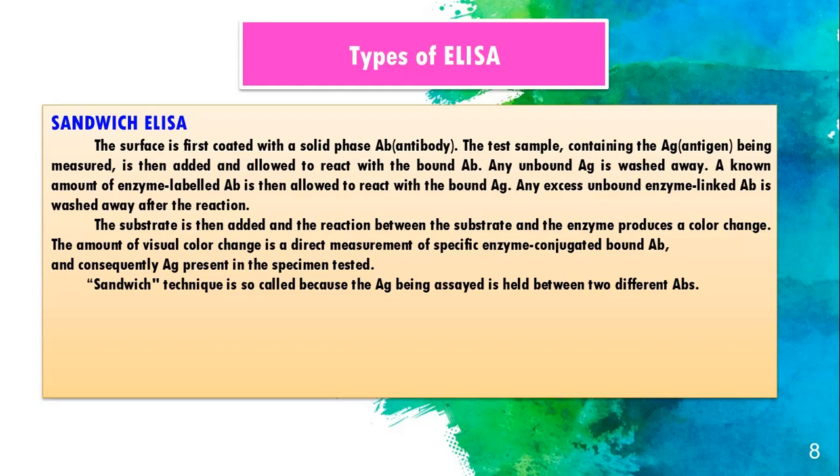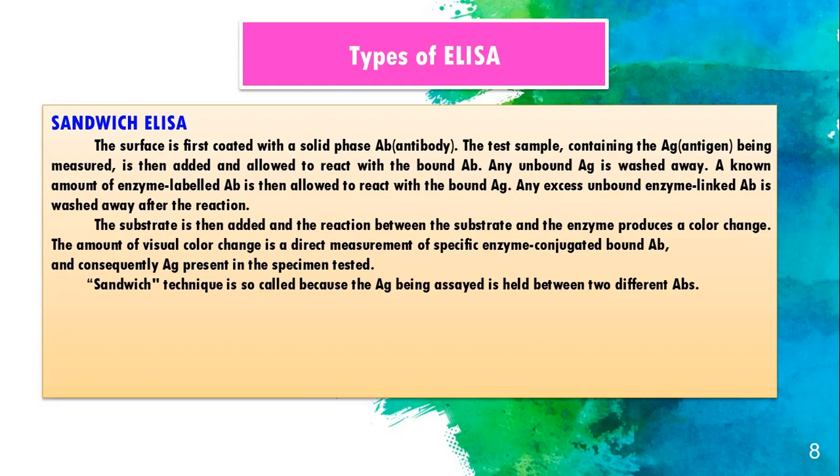Any excess unbound enzyme-linked AB is washed away after the reaction. The substrate is then added and the reaction between the substrate and the enzyme produces a color change. The amount of visual color change is a direct measurement of the specific enzyme-conjugated bound AB, and consequently, the AG present in the specimen is tested.